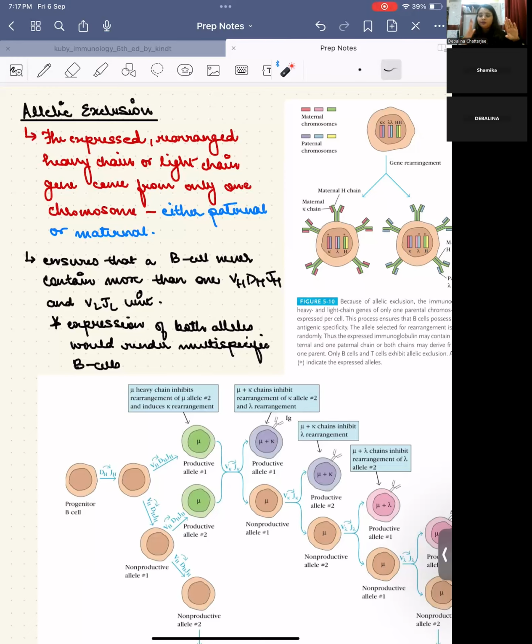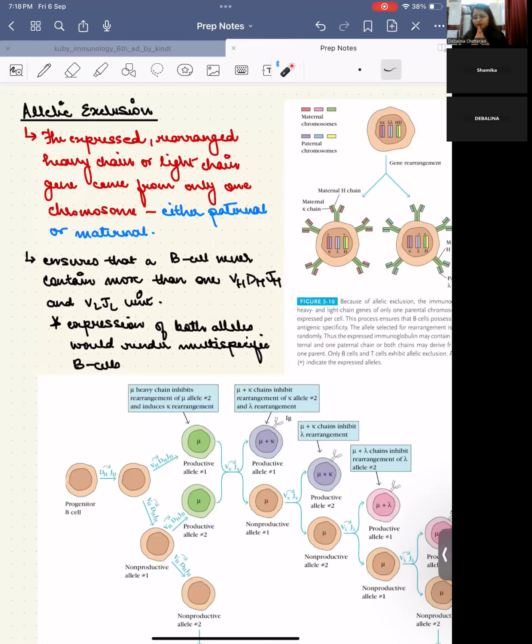Only when one of the copies from your parents twice results in a non-productive recombination product does the other allele from the other parent get a chance to enter the cycle for recombination. So, let's say that the maternal allele for kappa entered recombination and resulted in a productive combination. We already have a heavy chain, and we again have a light chain, a kappa chain, that has come.